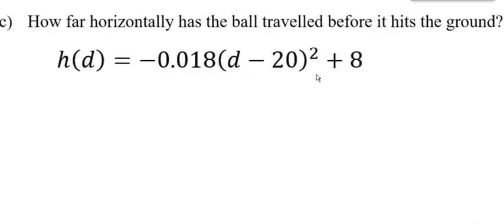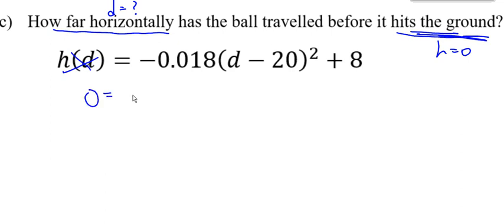So now let's look at question C. Definitely not as simple. How far horizontally has it traveled before it hits the ground? So it's asking me to find d, and it's telling me, therefore, the height. And the height is 0 when it hits the ground. So I'm going to let h equal 0, and then I'm going to have to solve for d. So I substitute 0 in for h, and now I'm left with this equation, and here's the variable, d. It's often x, but in this case it's d, and that's what I need to solve for.